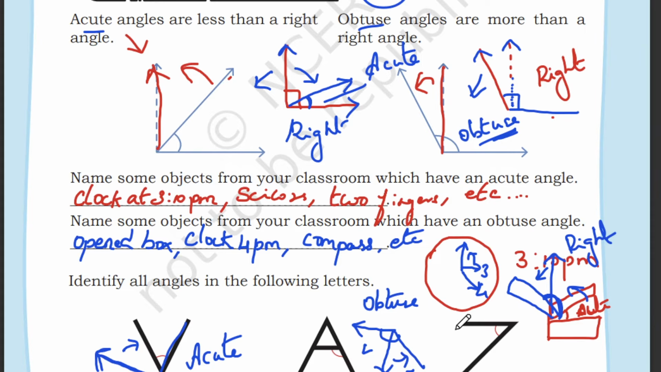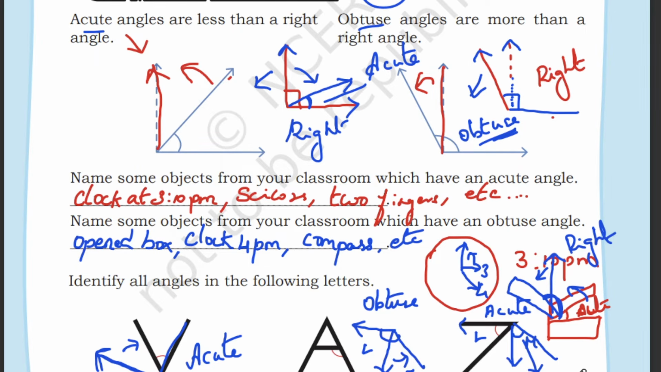Obtuse angle. So here again we have a straight line. If you draw a line here, this becomes straight, and this one is a lesser part and this one is more part. The lesser part here is an angle, so this is called an acute angle. And if you have a line here, this place is an obtuse angle.